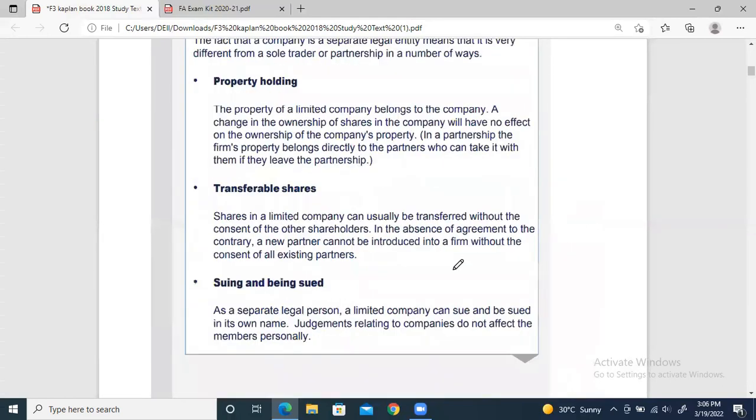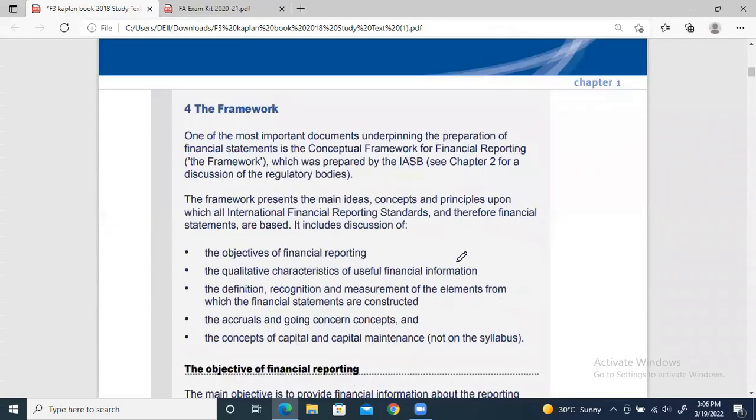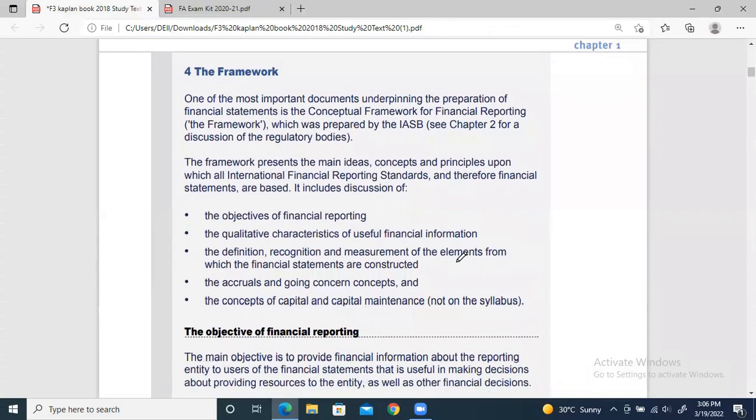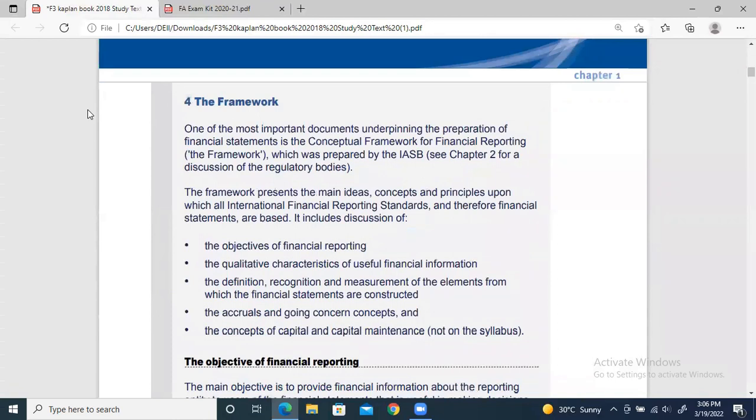You can read it if you want, right? Now, coming back to the next topic, this is the main thing that I'm focusing on over here, right? The framework, and this is the main highlight of this Chapter 1. Most of the questions will be asked from this. Now, what is actually the framework?